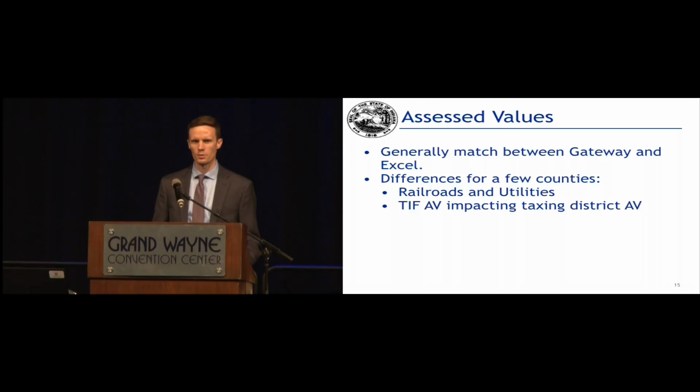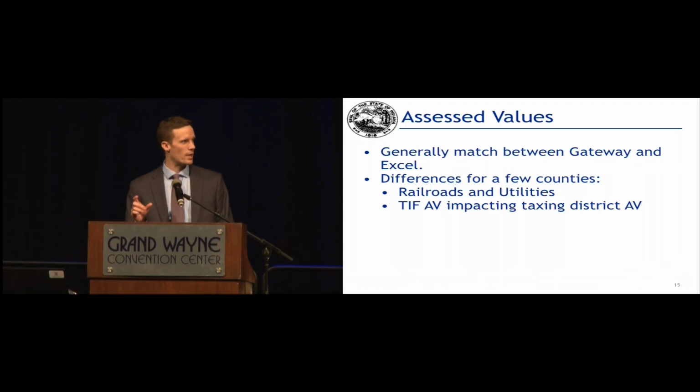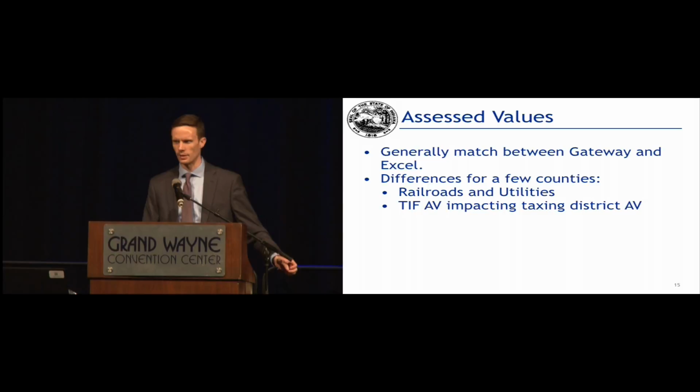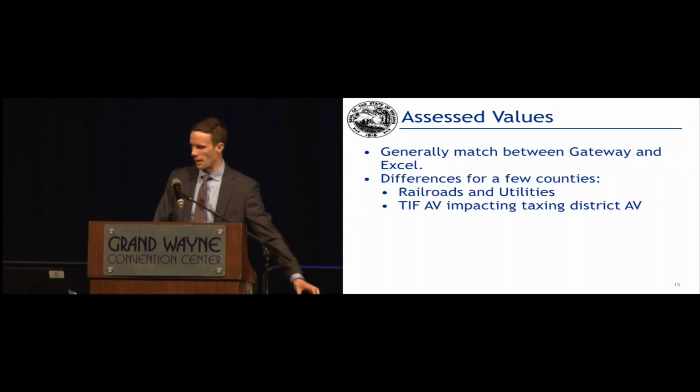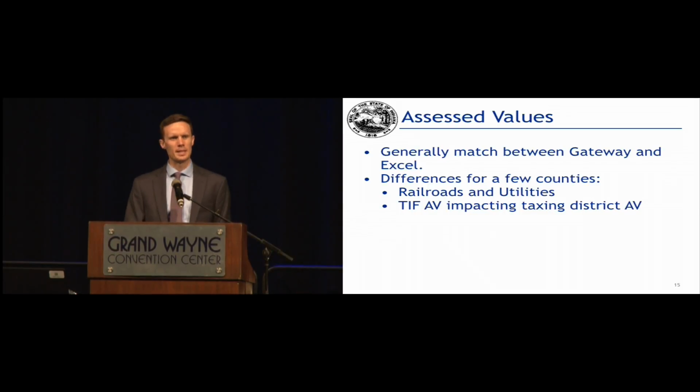We also had a few cases where TIF assessed values, what we saw in the TIF tax file, didn't quite match up with what we would have expected to see for values to line up with the Excel Abstract. But again, on AV issues, they were mostly few and far between. For most counties, what you had in Gateway lined up pretty closely with the Excel file.